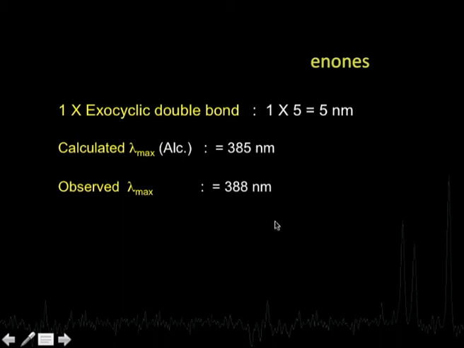And the observed value is also about 388 nanometers, which is in excellent agreement here. So we find that these rules are quite good, because they give a reasonably good value. They give me an opportunity to calculate the predicted value for a given system by using these contributions. Okay, let's move further and take yet another example here.